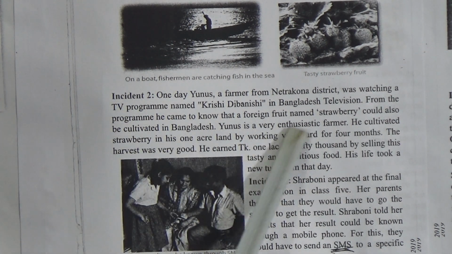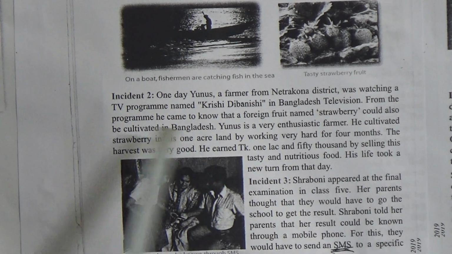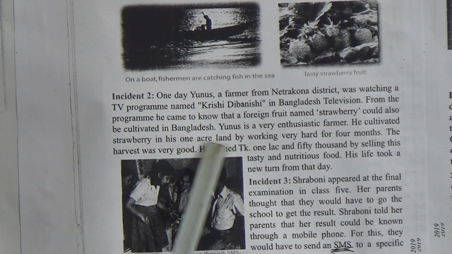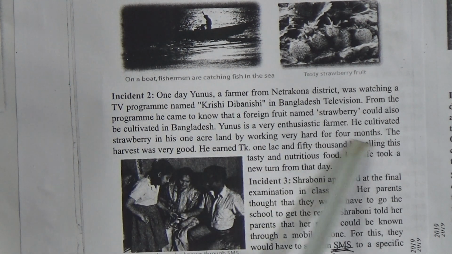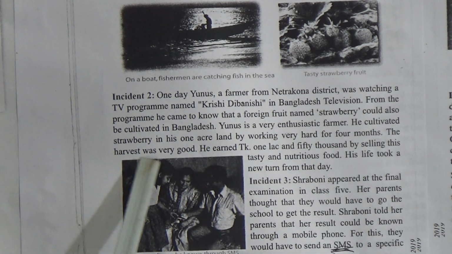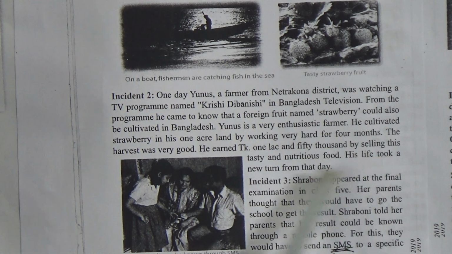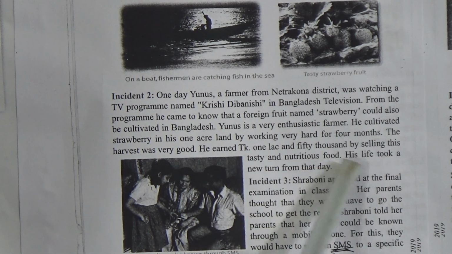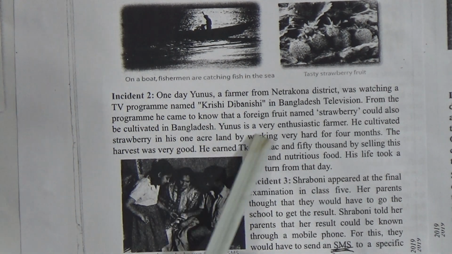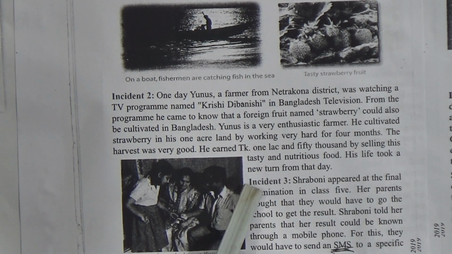Yunus is a very enthusiastic farmer. He cultivated strawberry on his 1 acre of land by working very hard for 4 months. So the harvest was very good. He earned Taka 1,50,000 by selling this tasty and nutritious fruit. His life took a new turn from that day. That is incident number 2.